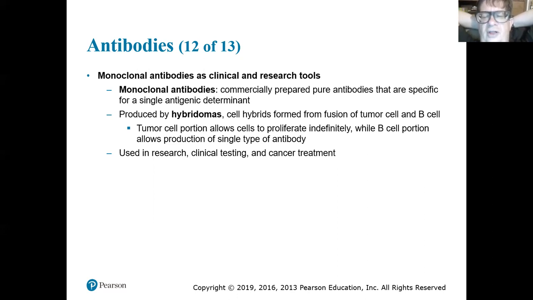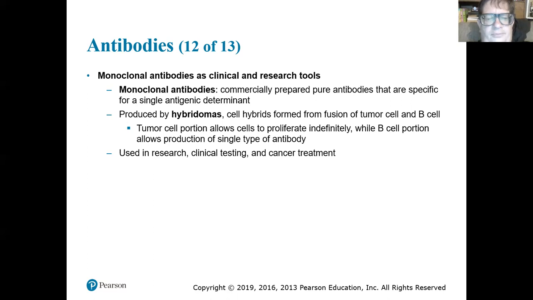So we take a tumor cell and a B cell and combine them together to make a cell called a hybridoma. Because cancer cells are immortal, they just keep dividing and dividing. These hybrids, made out of a cancer cell plus a plasma cell or B cell, are going to be able to last forever and create more and more antibodies.